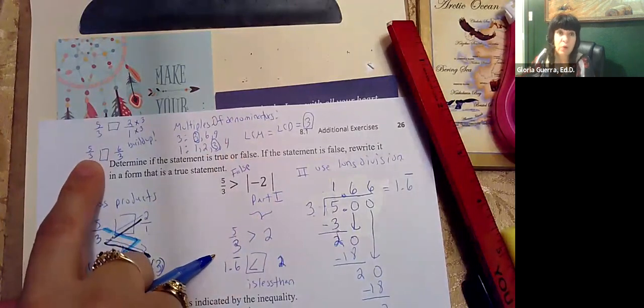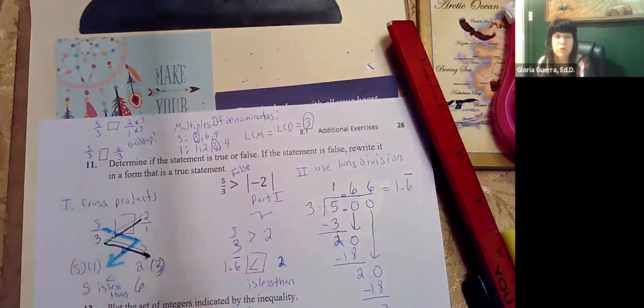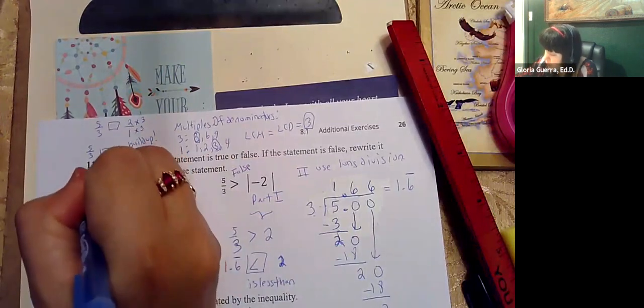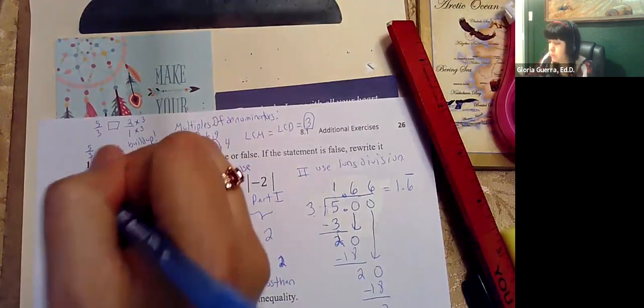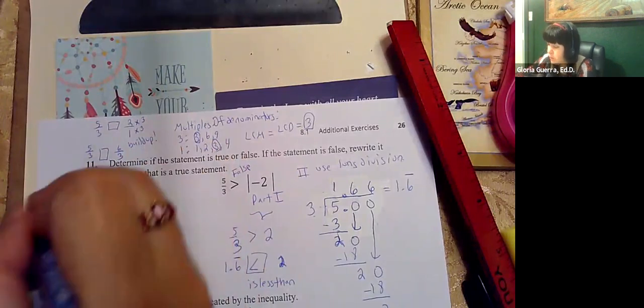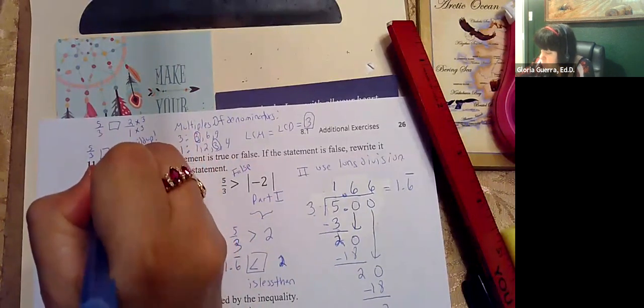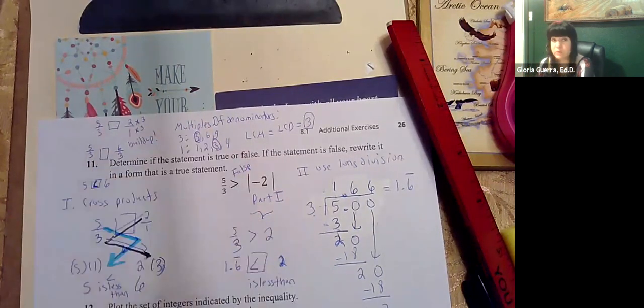So now look, you have common denominators. So now you can just compare the numerators. When you compare the numerators, you have 5 compared with 6. So 5 is what in comparison to 6? 5 is less than. It's less than.